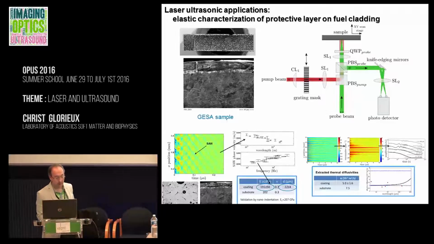What you see here, for example, is a signal as a function of position and time. You see these periodicities there, yeah? That's because of the acoustic waves. From this we have taken the Fourier transform, so you get the dispersion curve, and from that you get the properties of the coating and the substrate.